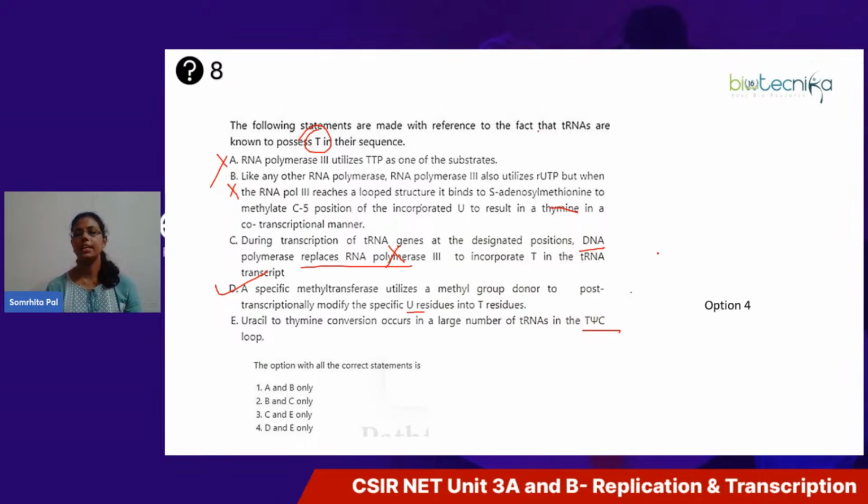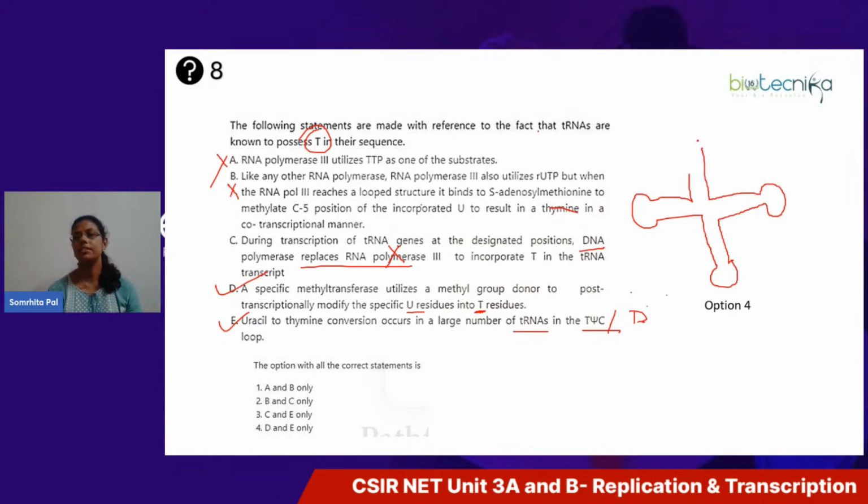So when you're going to study about the D loop and the T psi C loop, you will have to study about these modifications, the dihydrouridine modification and this methylation of the uridine that takes place. And the methylation of the uridine will give you the thymine. That is why it is T psi C. And uracil to thymine conversion occurs in a large number of tRNAs because the tRNA structure itself, if you see, I'm drawing a very bad structure of tRNA, but yeah.